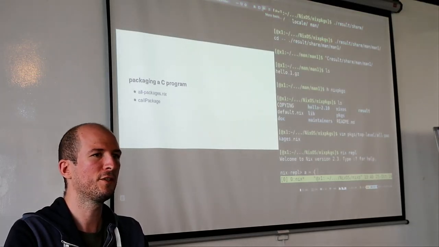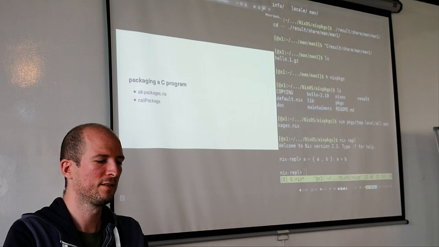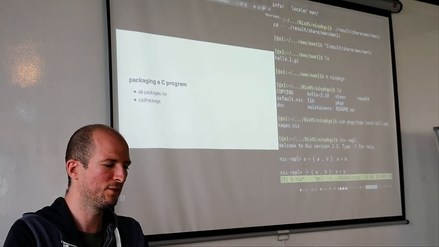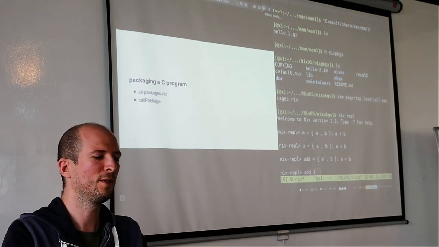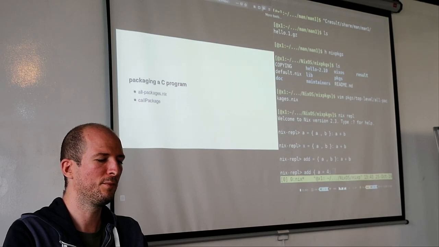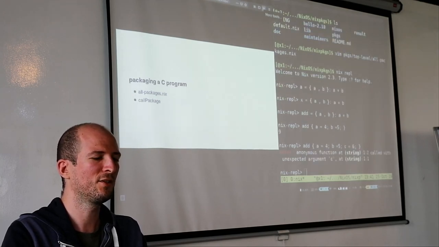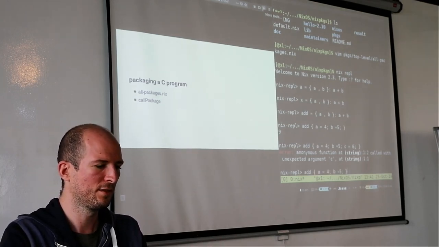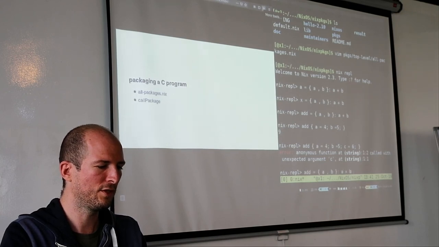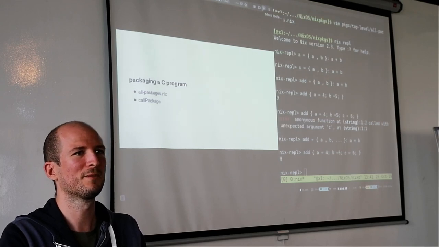So let's define a function that takes A and B, and you do A plus B. Maybe I should call the function add, voilà. So if you call add with A is 4 and B is 5, that works. But now if you call with C is 6, that's going to break because it's expecting this argument, right? If you redefine the function to be dot dot dot, now it just ignores the last argument.